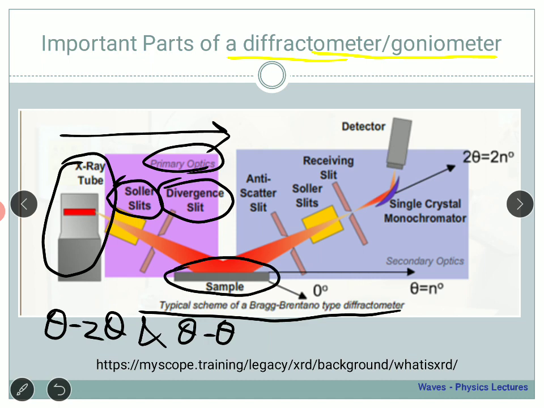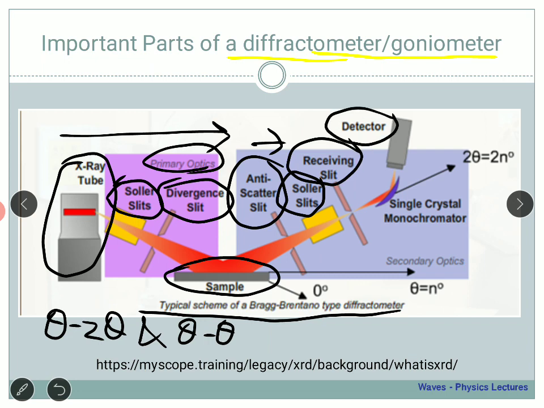And then we are going to look into the secondary optics. This side is nothing but the secondary optics. In there we have something called the anti-scatter slit. We also have the Soller slit, and then we have the receiving slit. And then finally the detector, how we are going to detect it. Detector we have already studied. If you remember the scintillation detector, we have done it in our class. That same detector we are going to use in an XRD machine also.